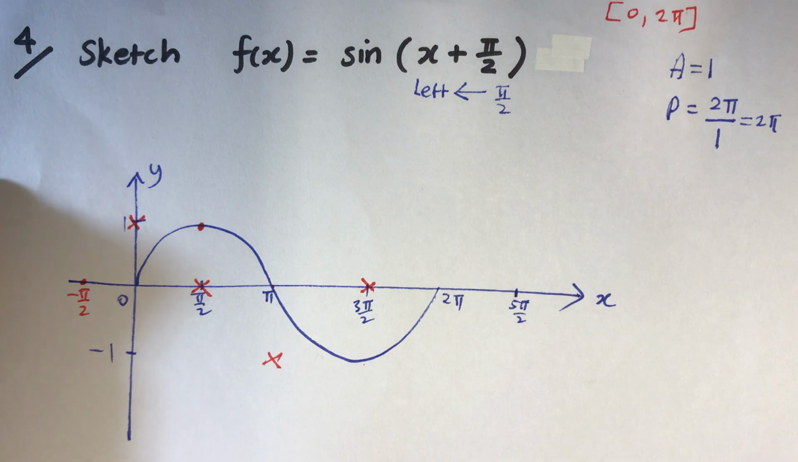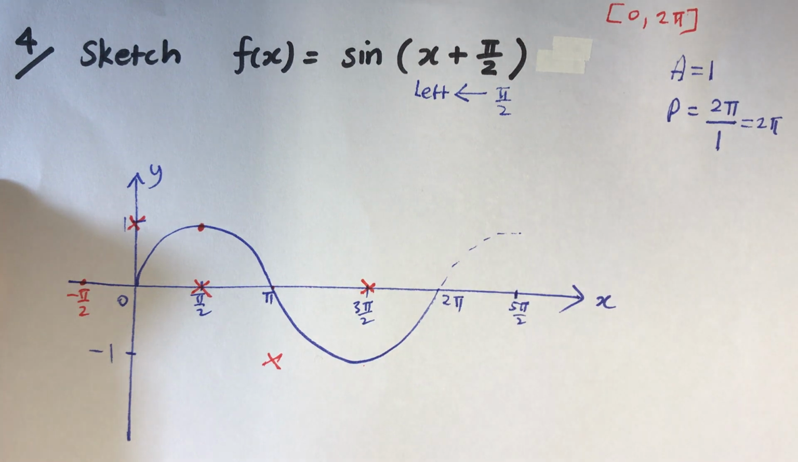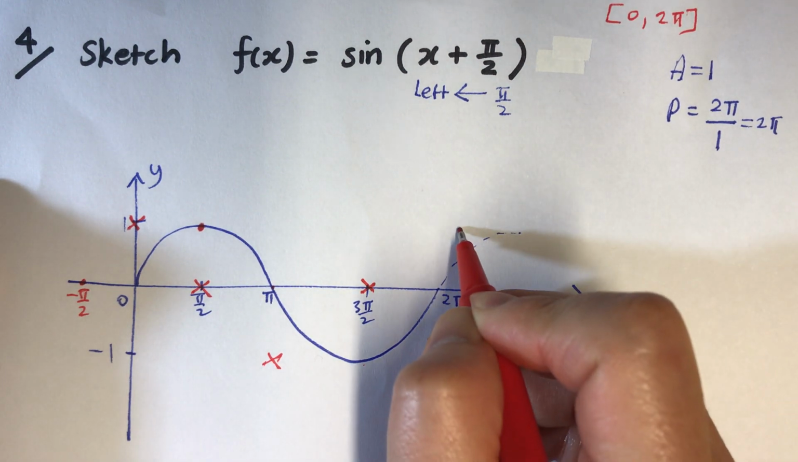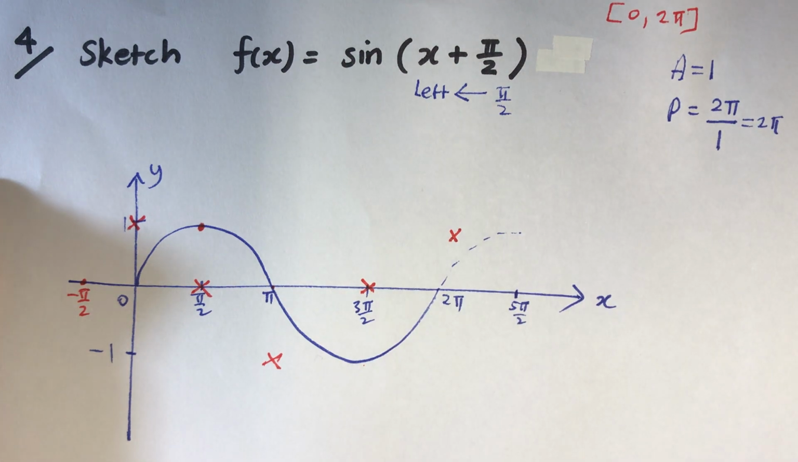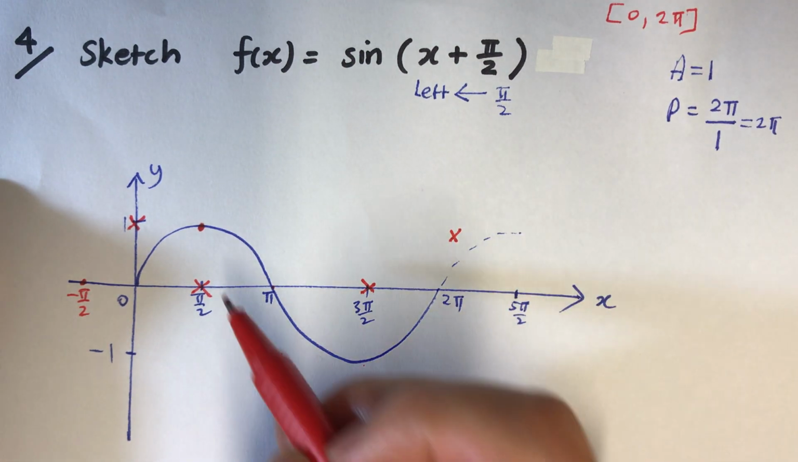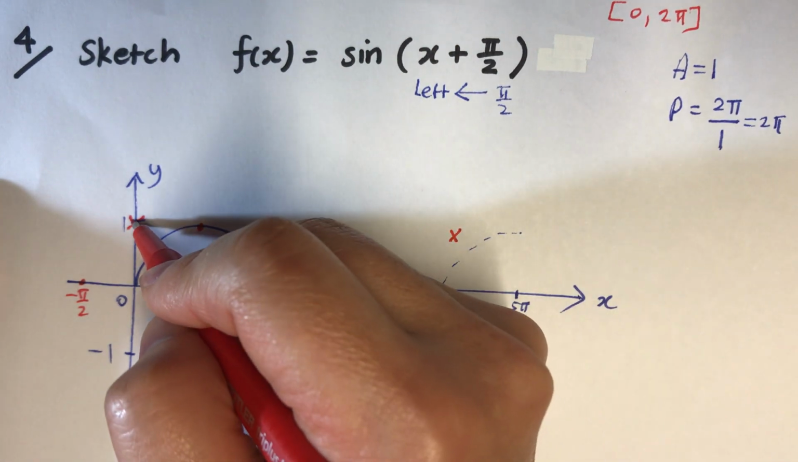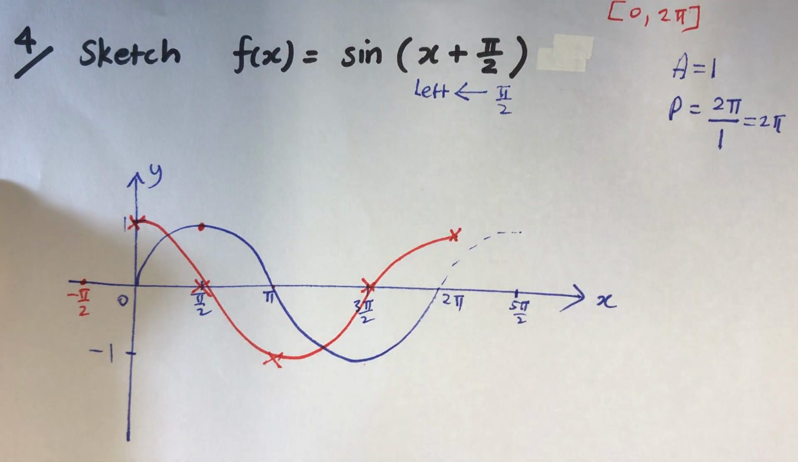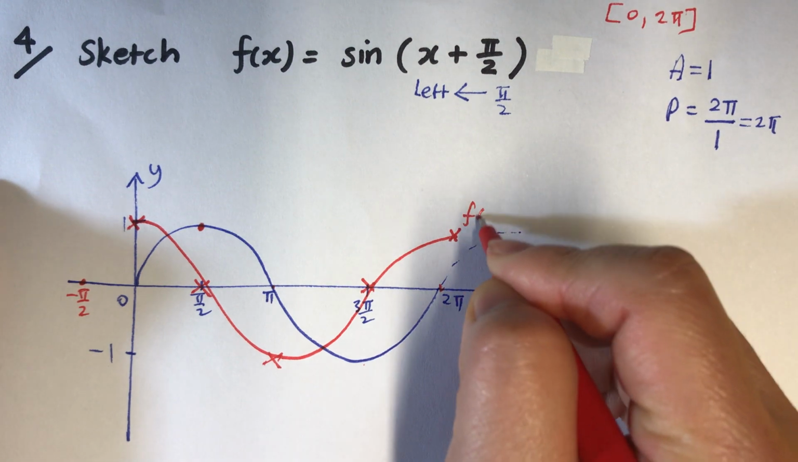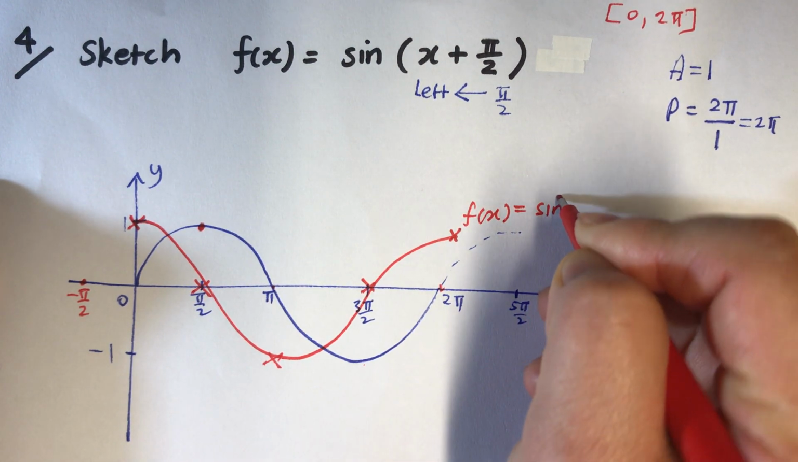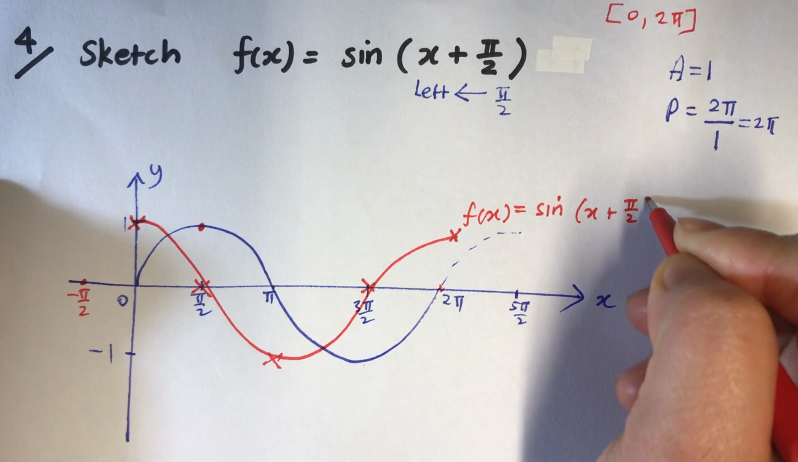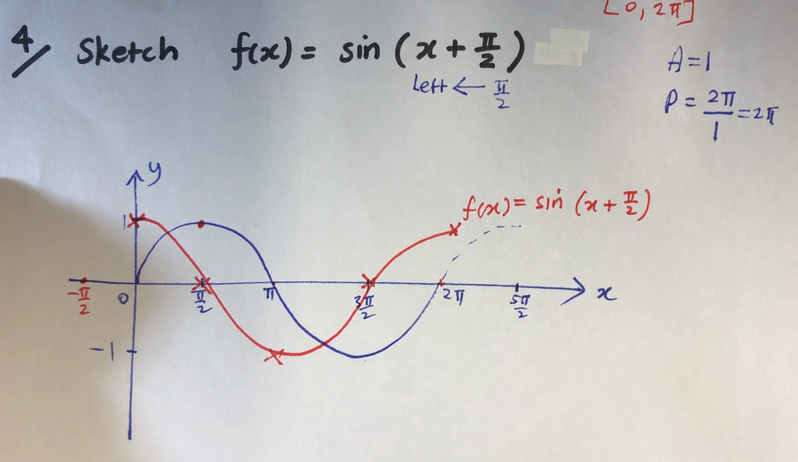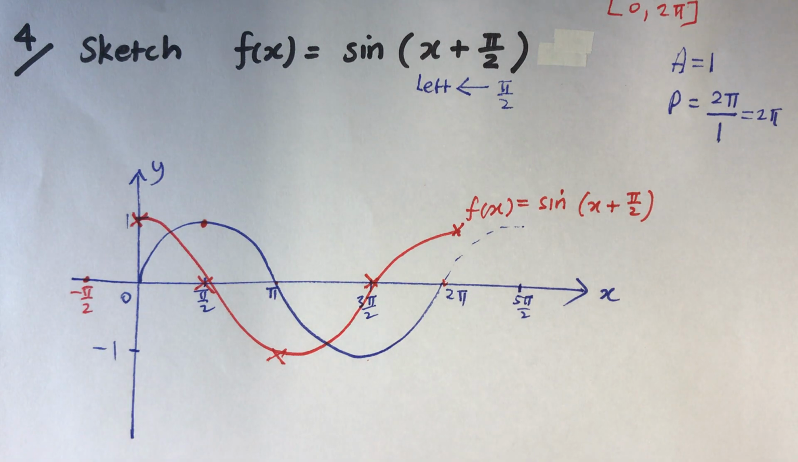2, 3, 4, 5. So then it was meant to be something like that. And then I'm going to move this one to here, because the domain was up to 2 pi. And then what I'm going to do, I'm going to go like that, and I'll just finish up to there. All right, so that's my f of x equals sine of x plus pi over 2. Are you okay with that? Yeah, so that's what it is. Next one.